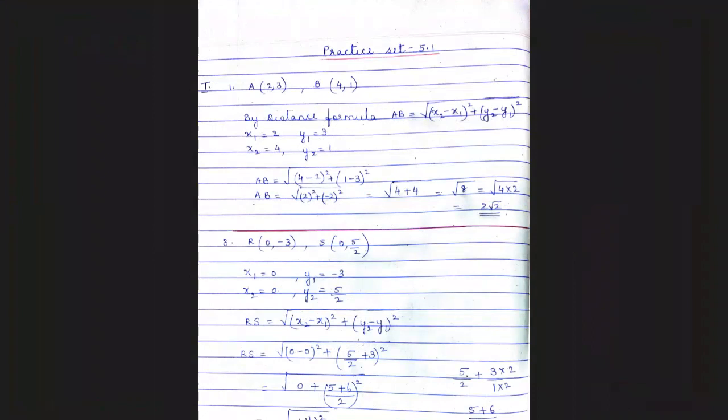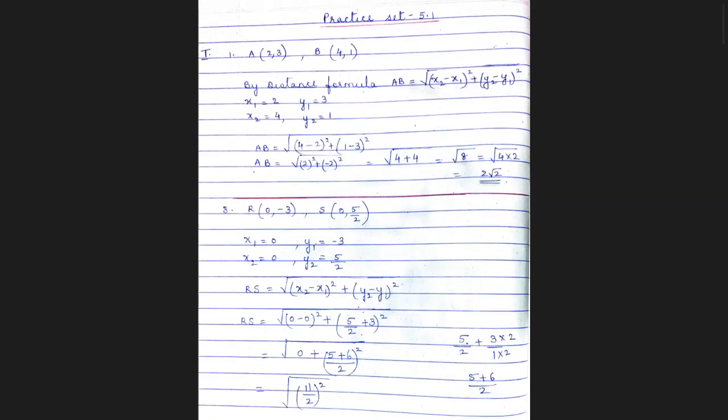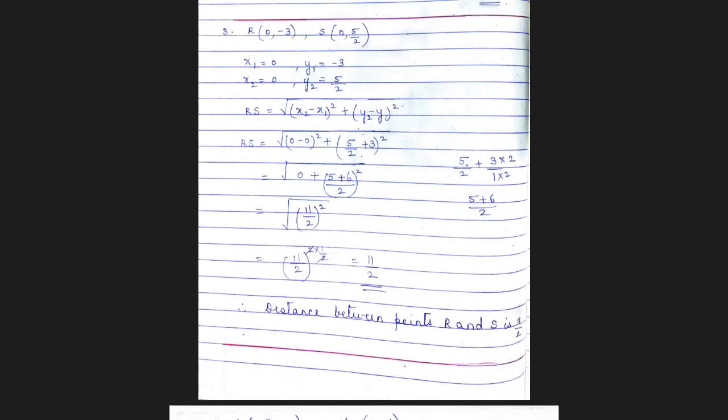Okay. Now there is no problem even if I interchange the coordinates. That is, if I take A to be 4, 1 and B to be 2, 3, you also get the same answer. You can try that out. Now second question, you can do it by yourself. This is the third one.